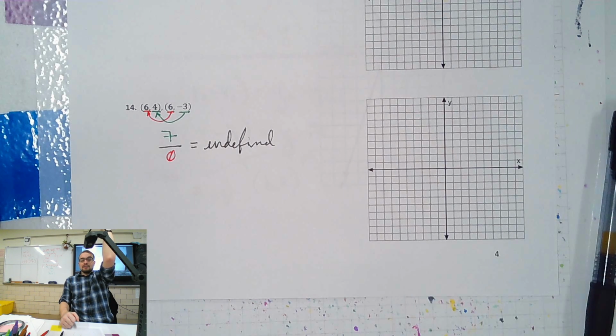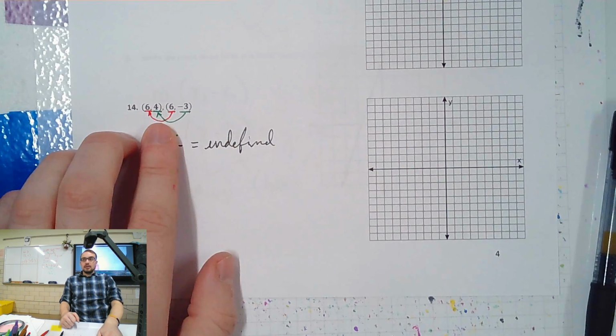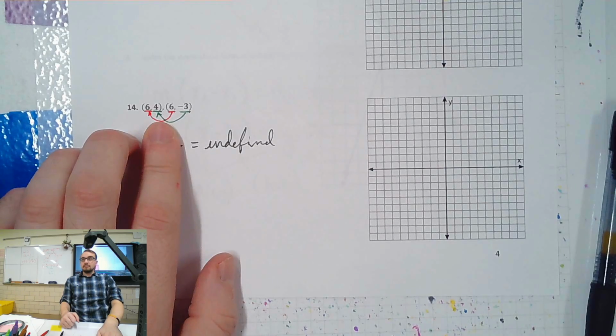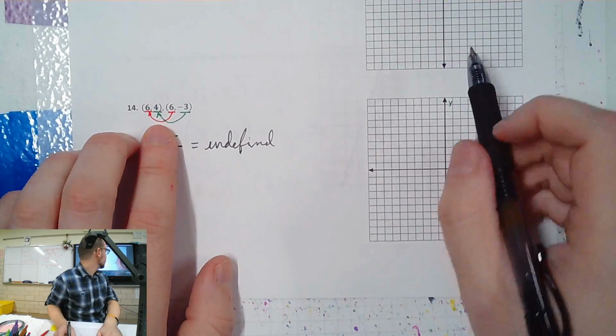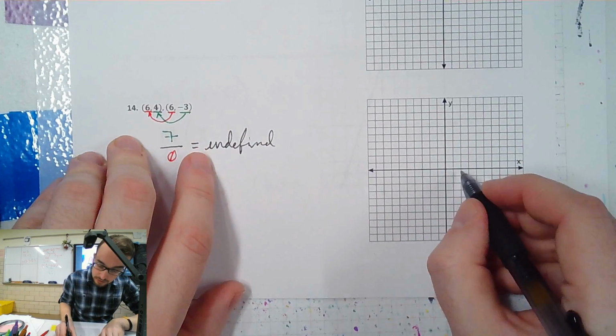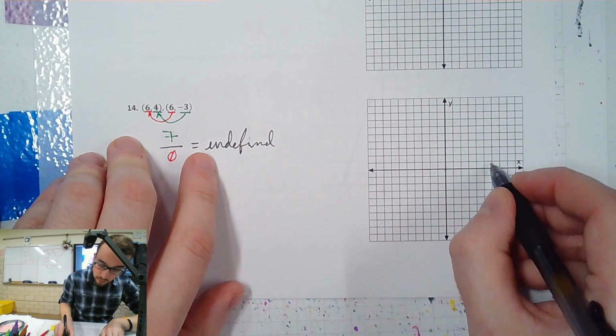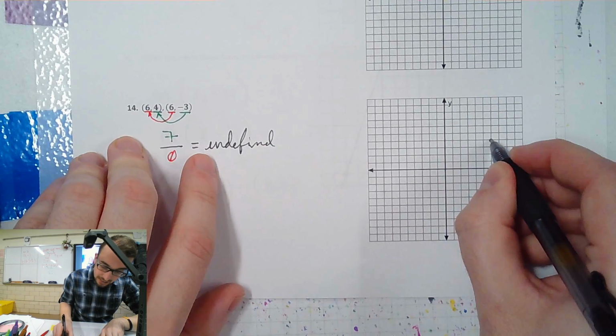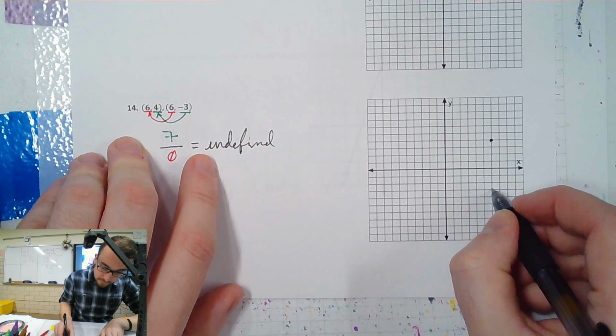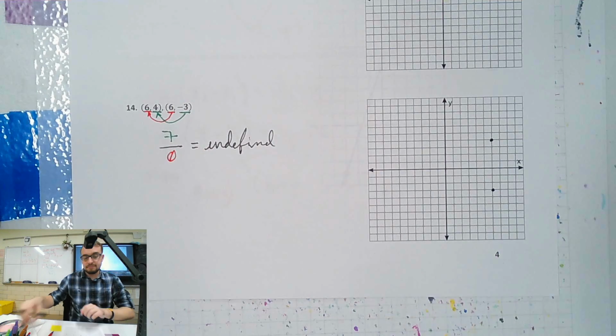Now it says we're going to graph this line. Well, here's how we're going to graph it. They gave us some points, right? Why not plot those points and connect them? So the points they gave us are 6, 4, which is 1, 2, 3, 4, 5, 6, up 4, 1, 2, 3, 4, and 6, -3. Do you see how those make a vertical line? Yes.